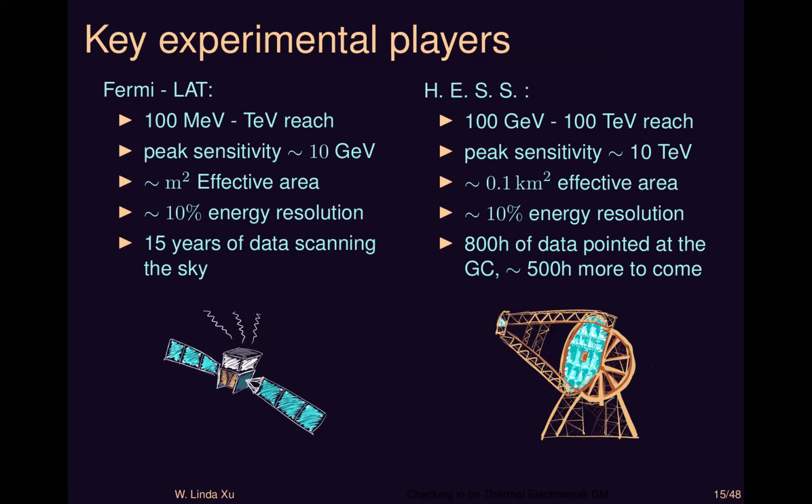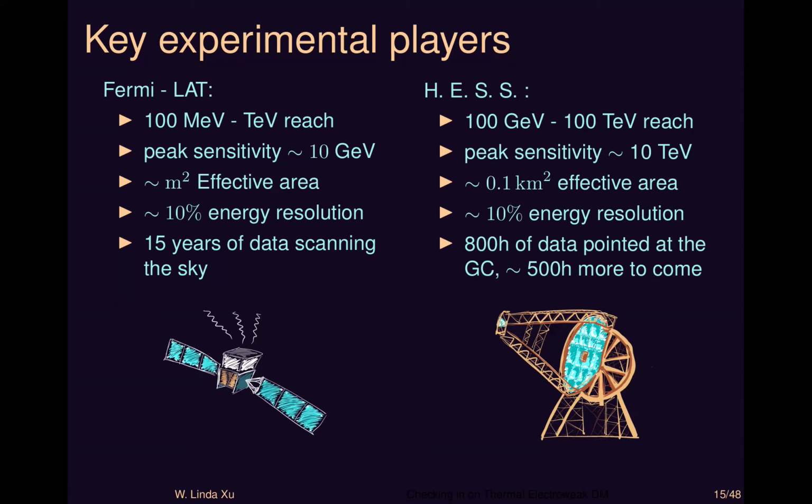So Fermi is probably a lot more well known. It's a satellite telescope looking for GeV gamma rays in space. It's been scanning the sky for 15 years, and it sees the galactic center continuously.